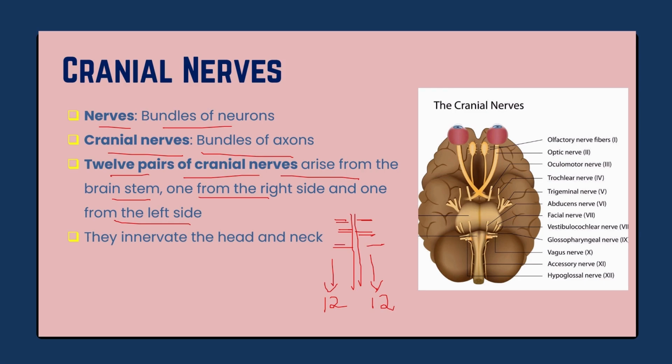They innervate the head and neck, or these neurons connect the brain to different parts of the head and neck, except for one of them. This here, the vagus nerve. This is kind of the rebellious one amongst the cranial nerves because it ventures into the thorax and your abdomen too. Thorax is your chest region and your tummy also. The rest of the cranial nerves are restricted to the head and the neck regions.